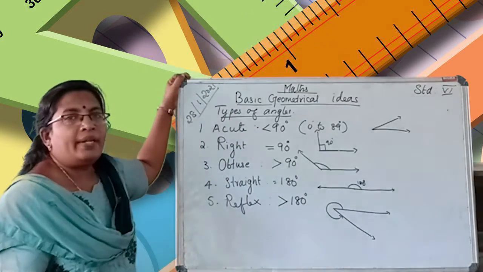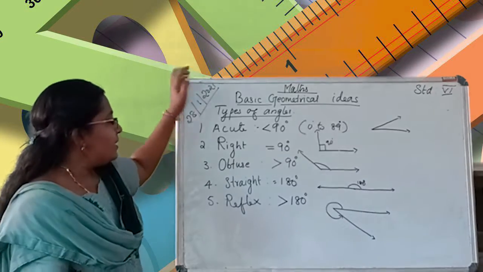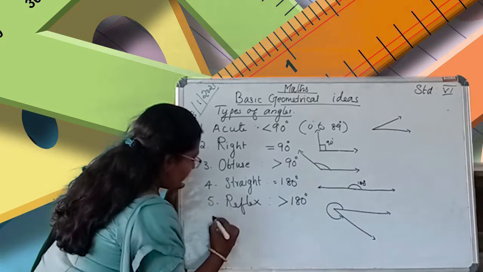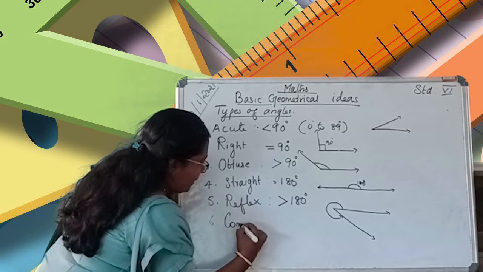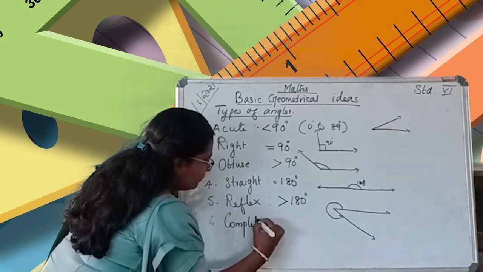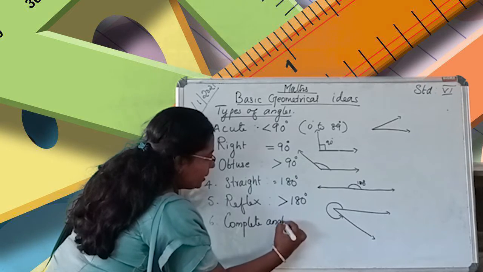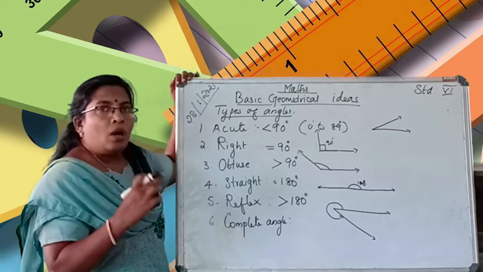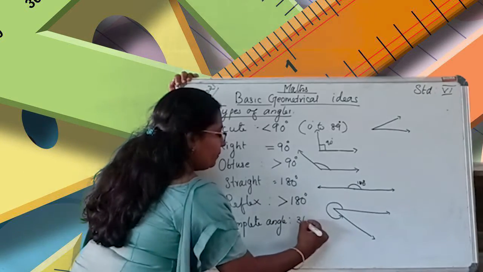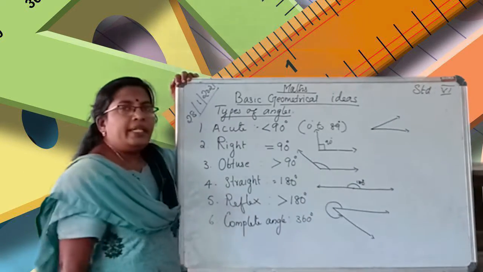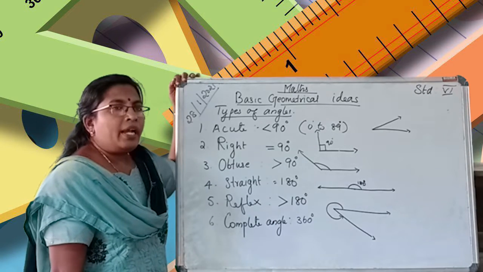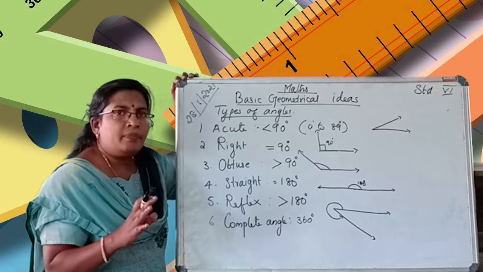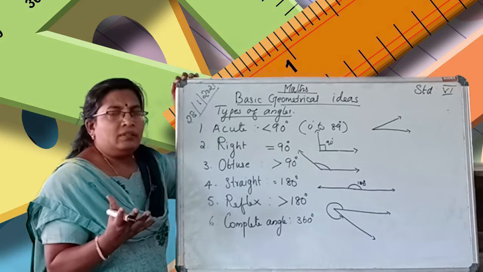Greater than 180 degree. That is reflex angle. Next, complete angle. Complete angle. That means how much? 360 degree. Can you say one example which has 360 degree? A circle.